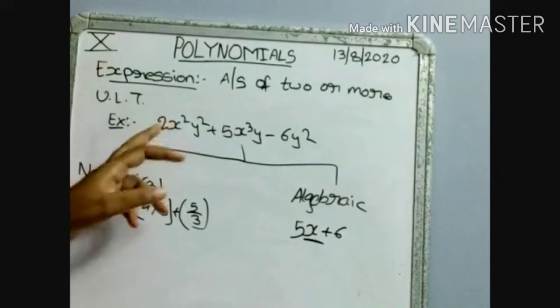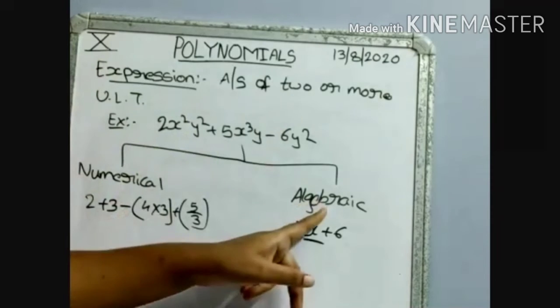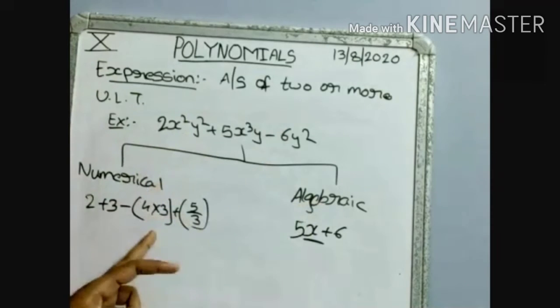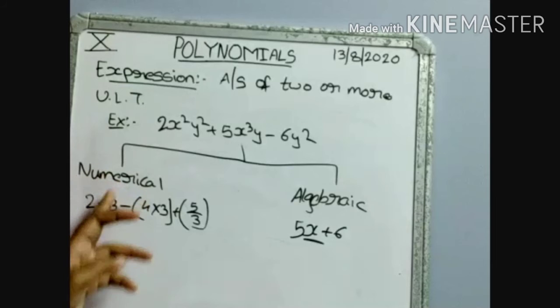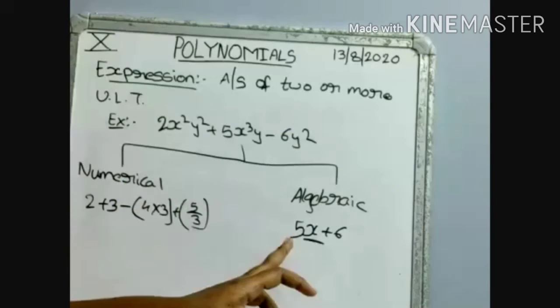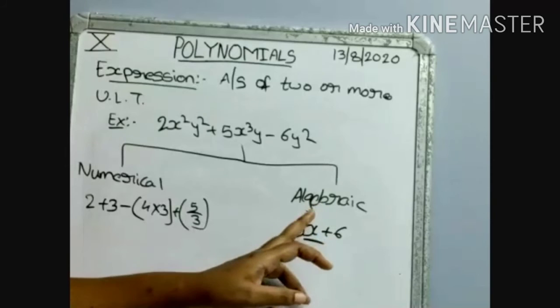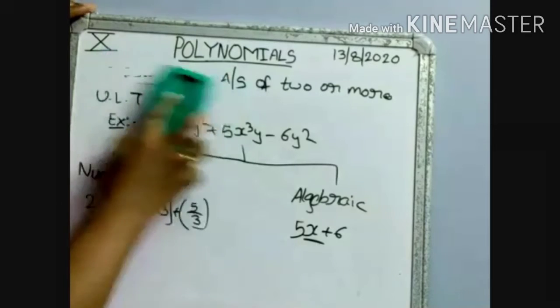See, my expression is written like that. There are two types: one is numerical expression, the second one is algebraic expression. A numerical expression has compulsorily numbers only, no variables. It is called a numerical expression. An algebraic expression should compulsorily have the alphabet, meaning variables should be there. When at least one variable is there, it is called an algebraic expression. And after that, we discuss the polynomials.